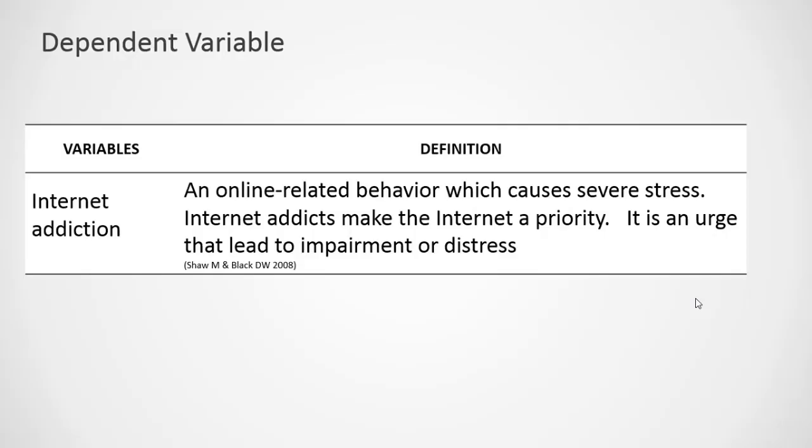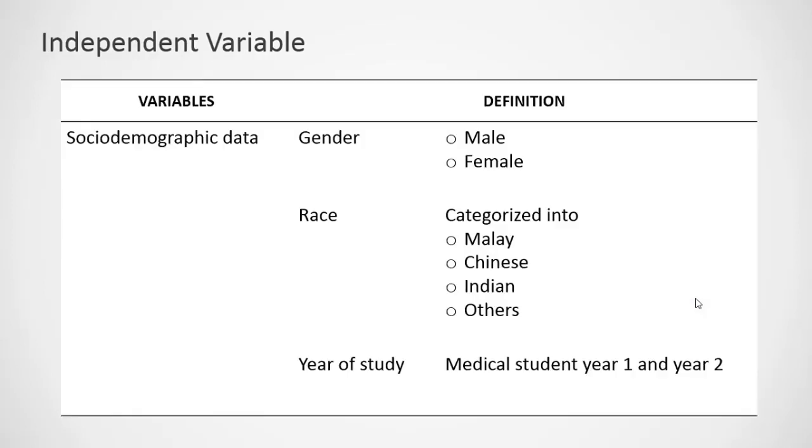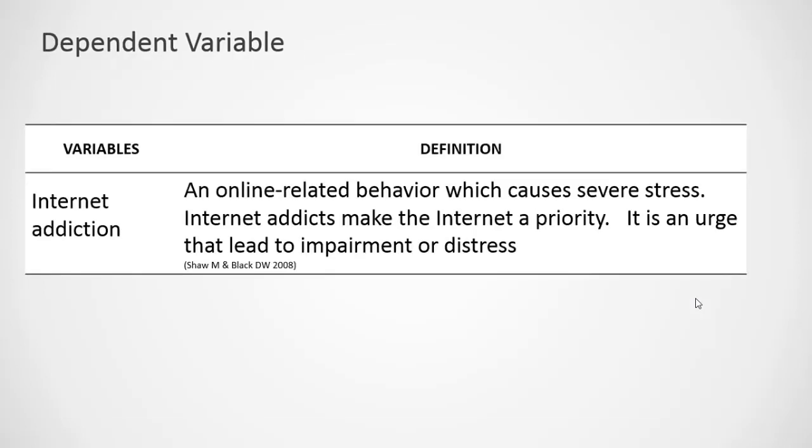There are two variables for our research. The first one is the dependent variable and the second one is the independent variable. For the dependent variable, internet addiction is defined as an online related behavior which causes severe stress. Internet addicts make the internet a priority. It is an urge that leads to impairment or distress.